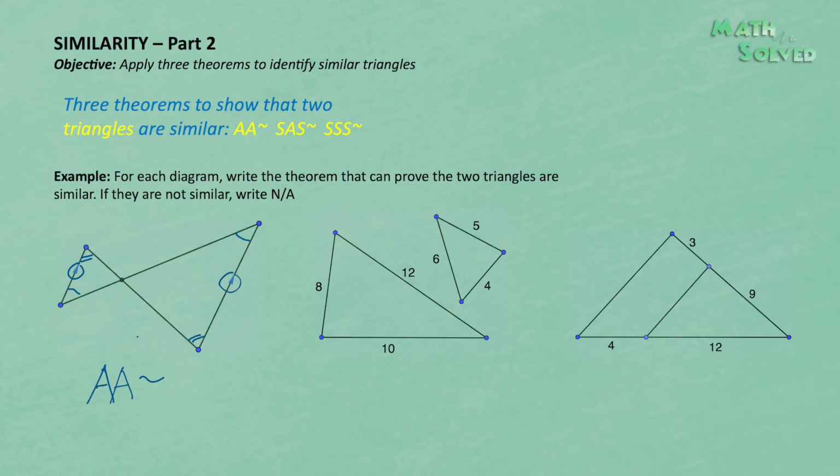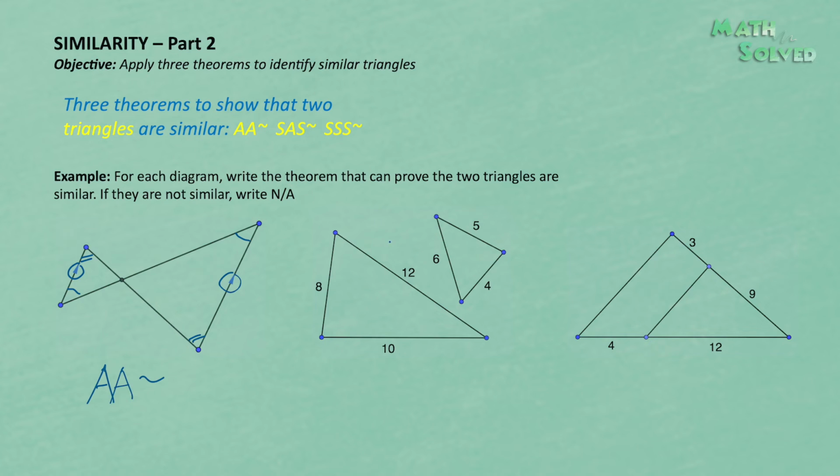And in the second diagram, as we can see here, the lengths of all the sides are given. So we do need to calculate the ratios and see if side-side-side similarity works for that. But when you calculate the ratios, you need to be careful of which side corresponds to which side.